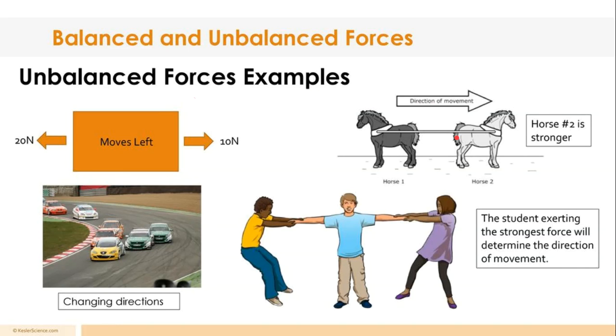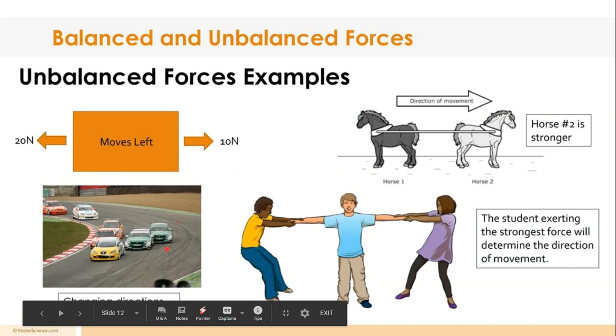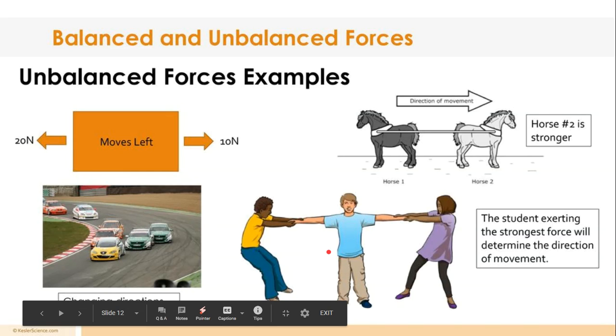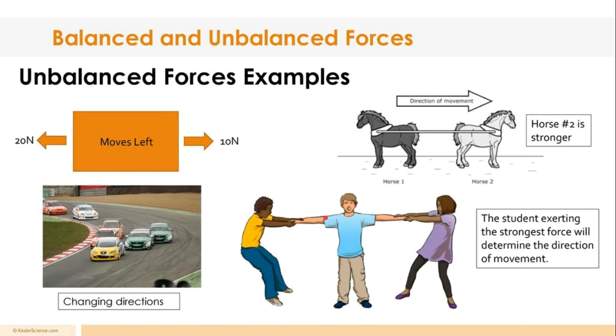In the second figure, the second horse is stronger than the first horse, so the direction of movement is to the right side. In the third figure, we see cars moving on this track. These cars are moving on this track and are changing direction because of an unbalanced force acting on them. Here, the students are exerting force on the person standing in between, and the student exerting the strongest force will determine the direction of movement.